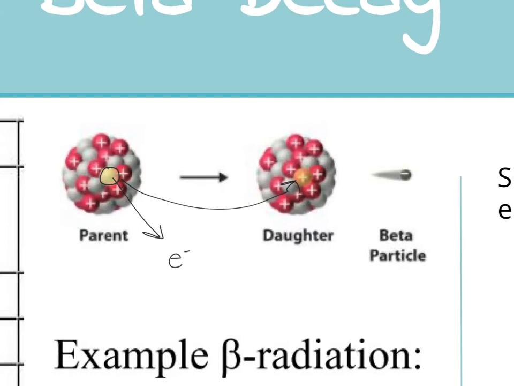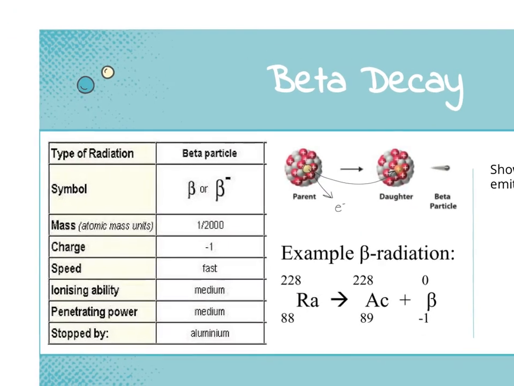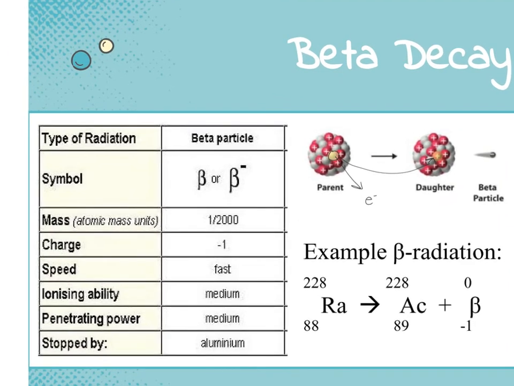So this beta particle is the same thing as an electron, but it's losing it from a neutron in the nucleus. So the way that we draw the symbol of the beta particle is with this B for beta, but then we will also draw that it has a mass of 0 and a charge of -1. So that's the symbol for a beta particle you will use in your equations.